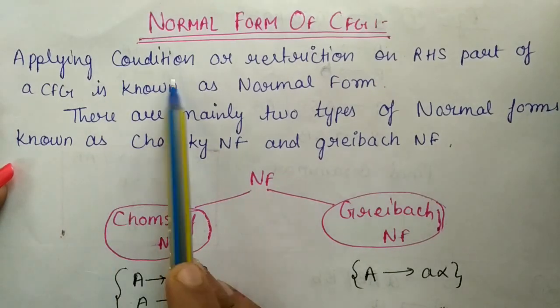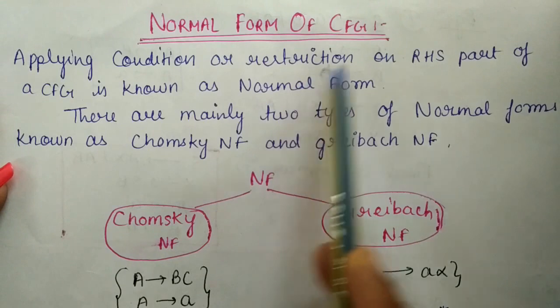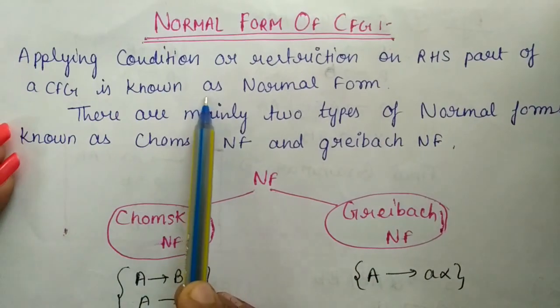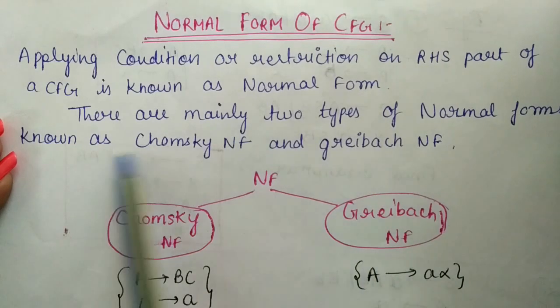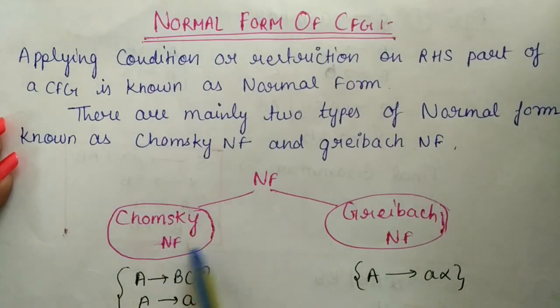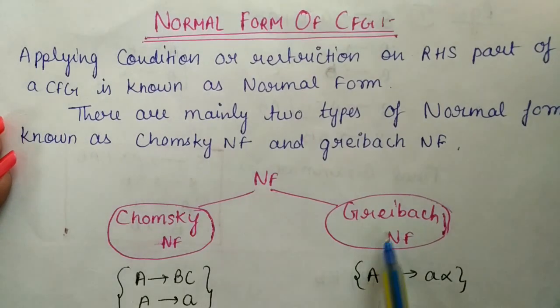If we apply any condition or any restriction on the right hand side part of the context-free grammar, it is known as normal form. Generally, we have two normal forms. First one is Chomsky normal form and second one is Greibach normal form.